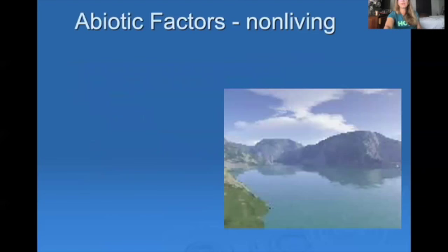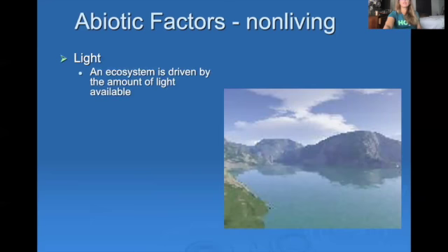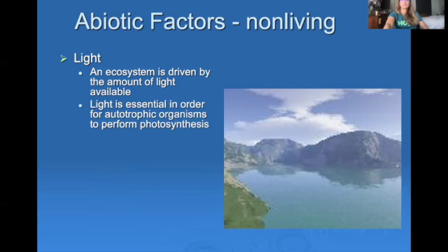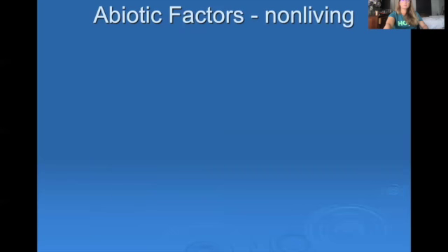Our abiotic factors are those non-living things. So this is what's going to affect your ecosystem that is not living. So the amount of light, your ecosystem is driven by light. The basis of all food chains is the sun. So we are going to get energy into our food chains from solar radiation. And so we have to have light in our environment. Light is essential for photosynthesis with our autotrophic organisms.